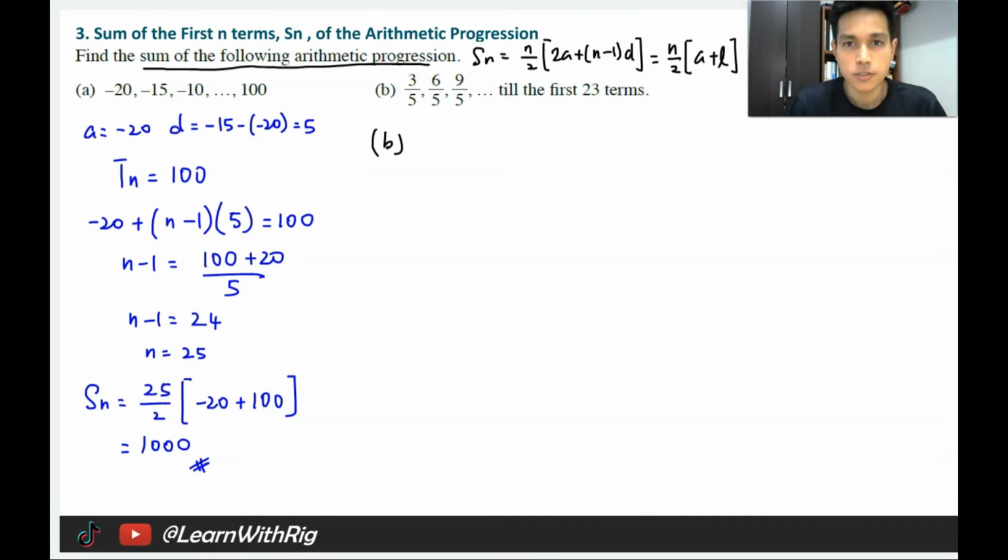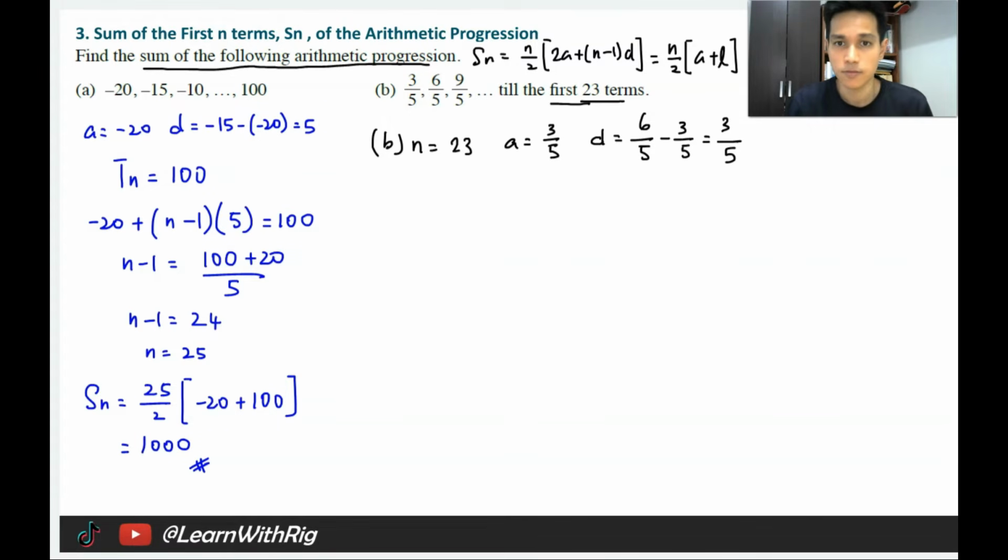This question is a bit different. Why? Because they didn't give you the final value, but they gave you the n value. They said the first 23 terms, so you know n equals 23. Then you have the a value, which is 3 over 5 based on the sequence, and the common difference, which is 6 over 5 minus 3 over 5. So you have the n value, a value, and also the d value. Now you can find your sum of terms. In this case, you want the first 23 terms, so it's S23.